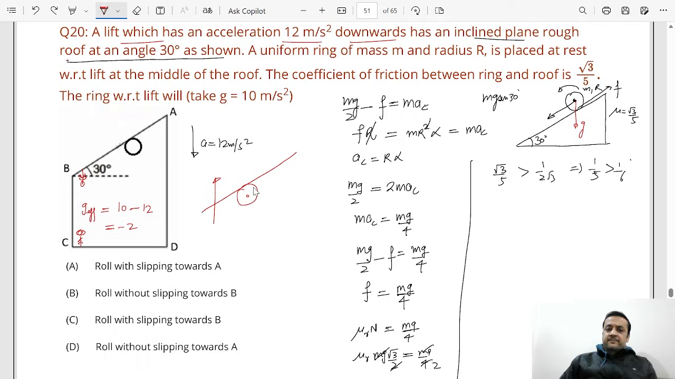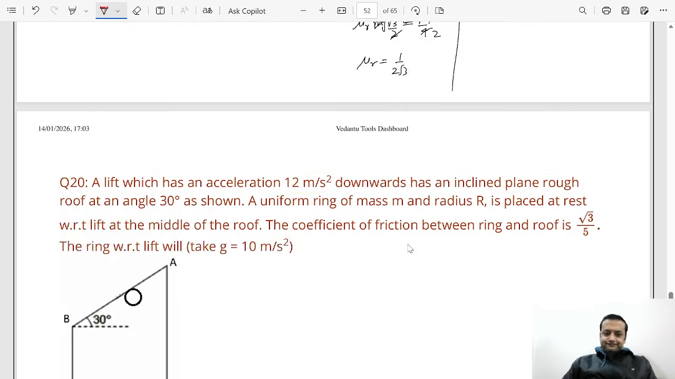Okay, no different. Here also, the friction was root 3 by 5, and everything else is the same, because the mu required is less than mu present. So this ring will start pure rolling and it will roll down, I mean roll up here, because here up is down. So it will roll like this. That means roll without slipping towards A is correct. Okay, it's a very good question, but I hope you have understood. Okay, moving on.